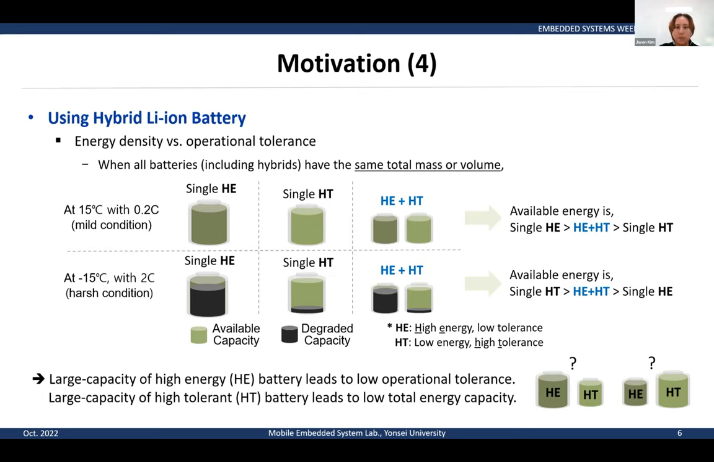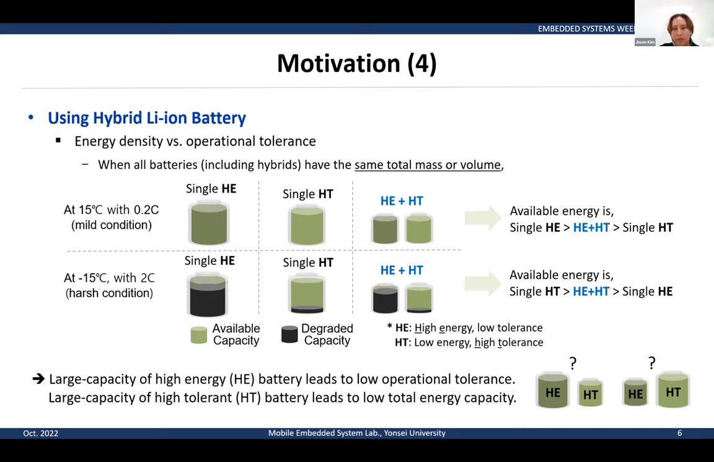Here is an example. Assume that there are three batteries having the same mass or volume. One with high energy density, and another with high operational tolerance. The last one is a hybrid battery, which consists of a high energy battery and a high tolerance battery having the same capacity.